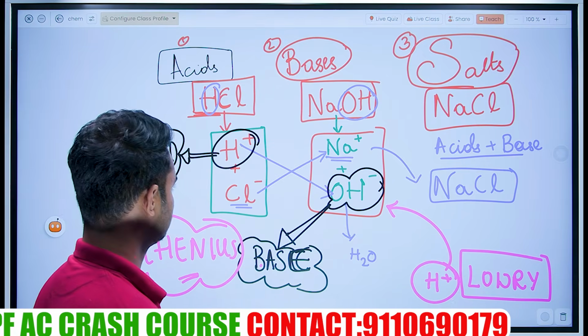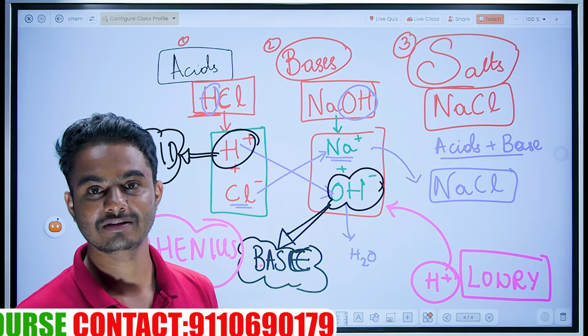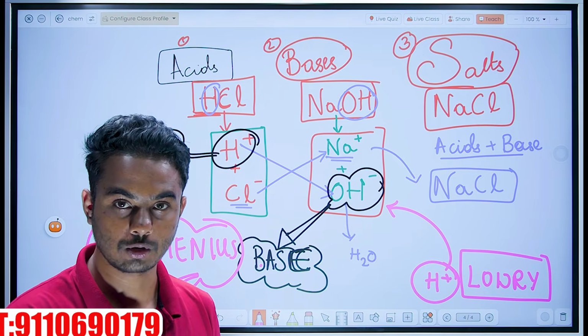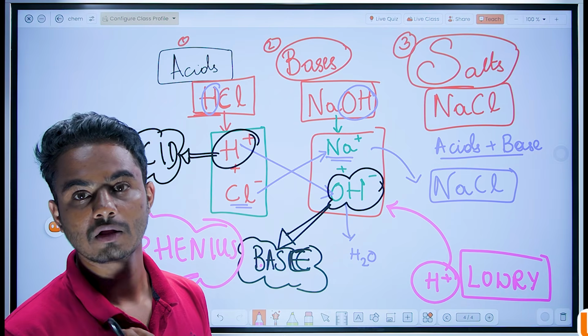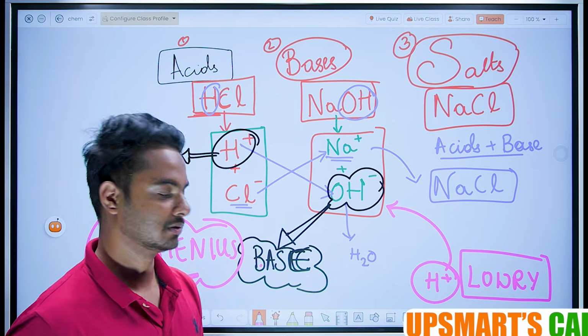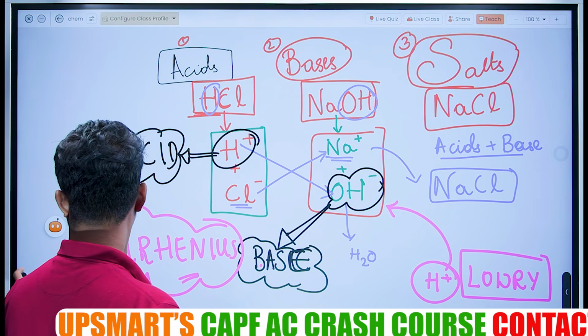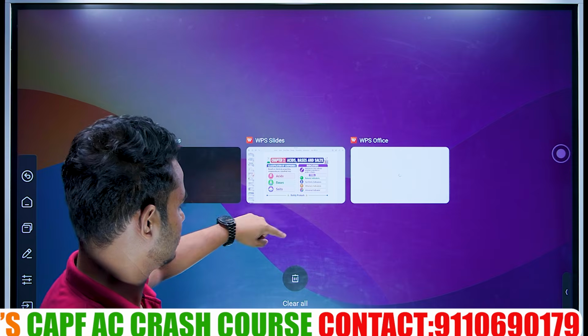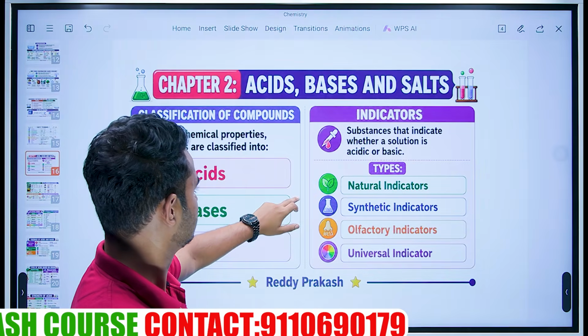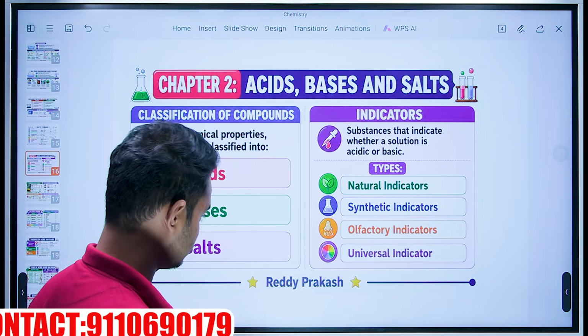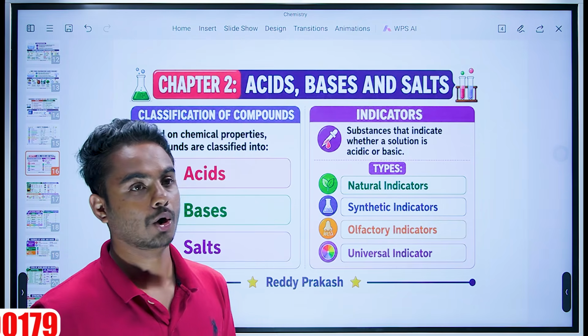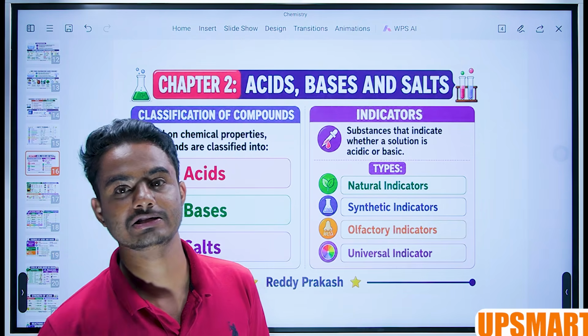Easy, right? It's easy, sir. Now I understood what acids, bases, and salts are, and who gave these concepts. The history and the concepts are cleared at once, sir. Easy, right? Don't ever get confused. Now, how will we identify the nature immediately?